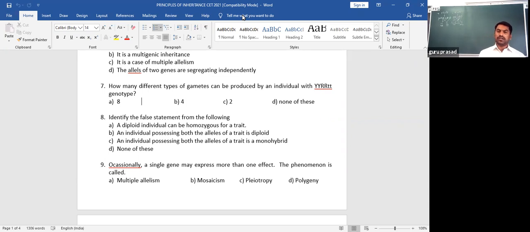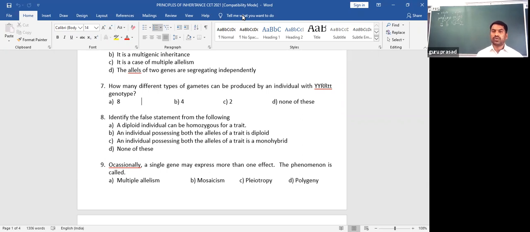Though it produces thousands of gametes, all contain the same type of genes, capital Y, capital R, capital T, that is, similar types. So if you come to the answer 8, 4, 2, none of these, the option is none of these.